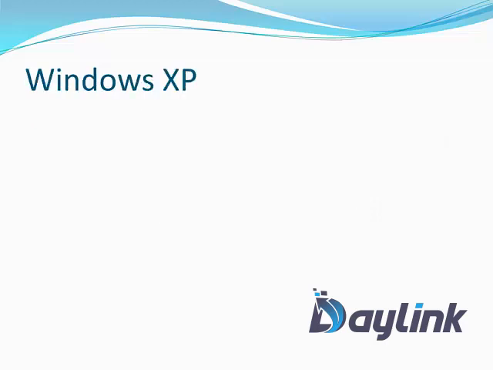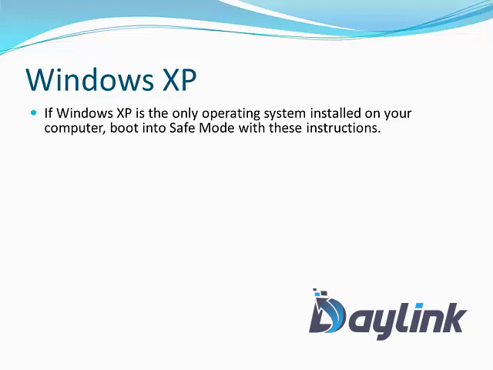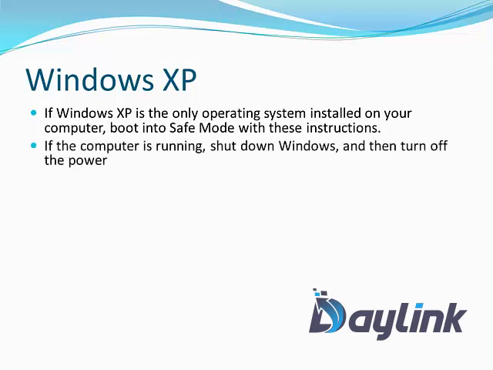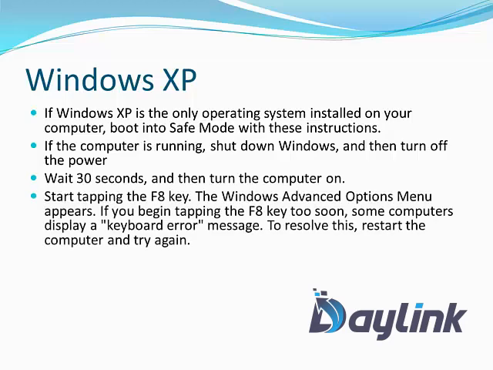Windows XP. If Windows XP is the only operating system installed on your computer, boot into safe mode with these instructions. If the computer is running, shut down Windows and turn off the power. Wait 30 seconds and then turn the computer on. Start tapping the F8 key.